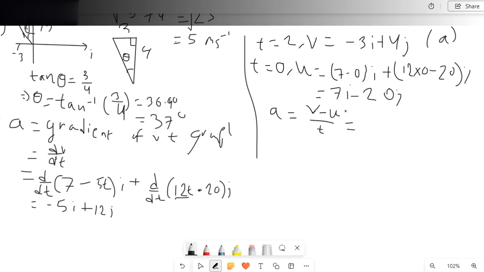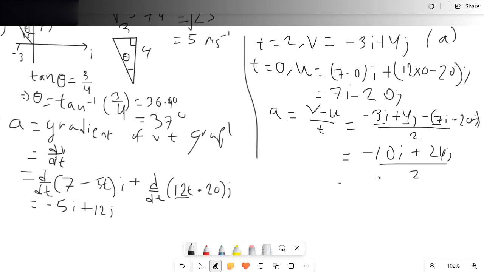We know that acceleration is equal to change in velocity divided by time, or v minus u whole divided by t. Plugging in those values, we have minus 3i plus 4j minus 7i minus 20j, and whole divided by 2. Simplifying, we have minus 3 minus 7, which is minus 10i, and we have 4 plus 20, because minus multiplied with minus is plus, which is 24j, and whole divided by 2. So our final answer is minus 5i plus 12j, and this matches the previous one.